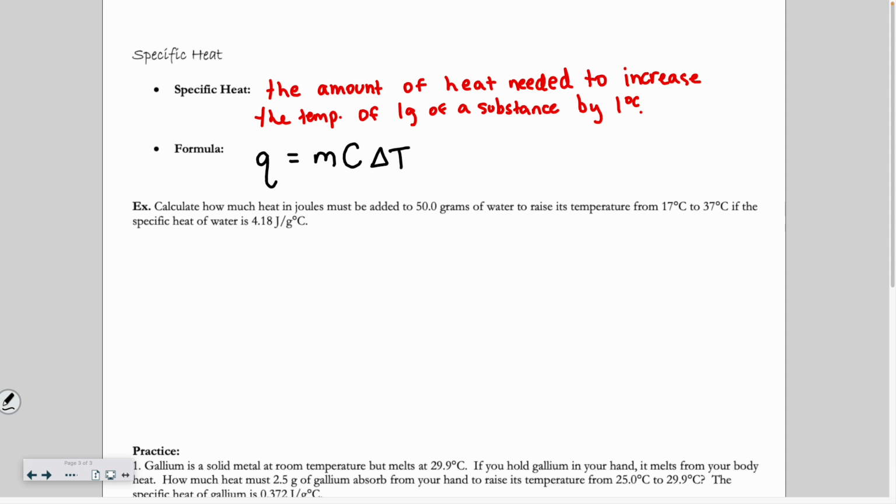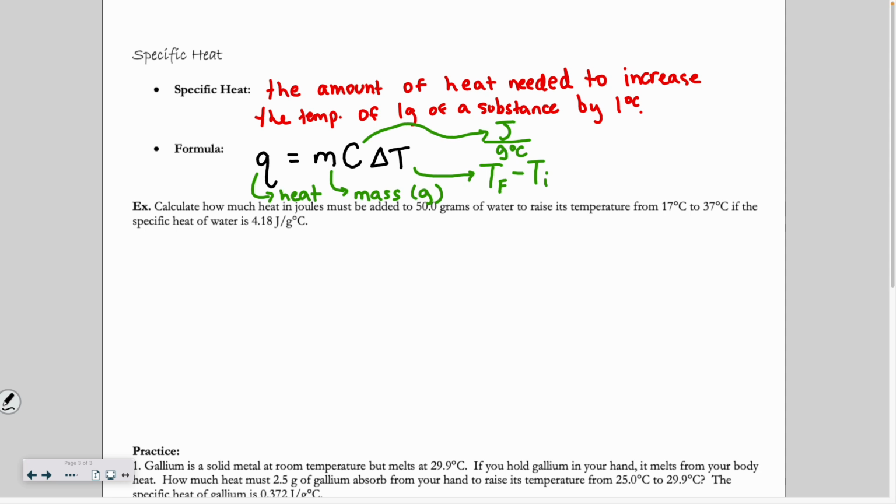Okay, so just a quick refresher. Your Q is your heat, M is your mass, and it is in grams. Your change in temperature, the way you find it, you take the final temperature and subtract the initial temperature from it. And then your specific heat, the units for that, just like before, are joules over grams, which is what we saw with heat of fusion and heat of vaporization, degrees Celsius. So we're also taking into account the change in temperature.